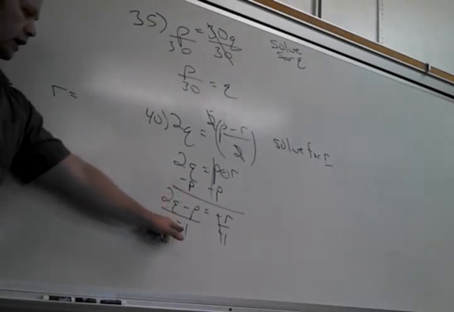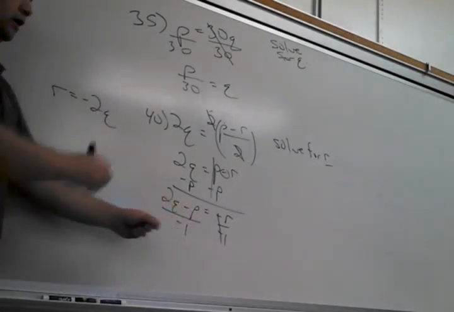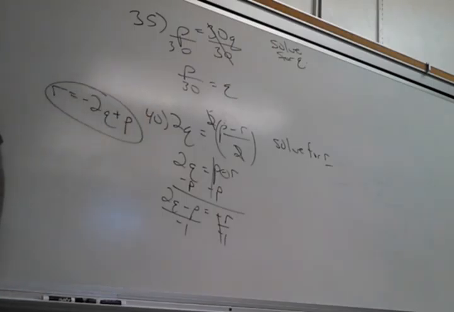Good. 2q divided by negative 1 is negative 2q. Negative p divided by negative 1 is plus p. Kick ass. So there's a gimme. All right. Anything else? Yes.